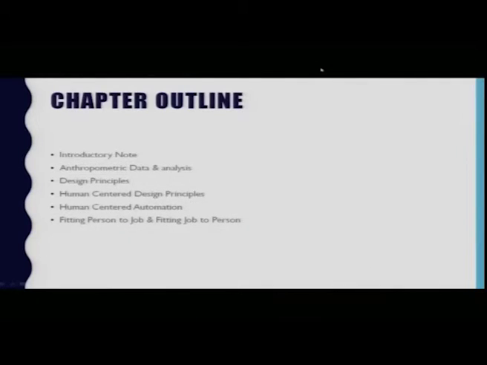So, in that context we will be moving towards our topic, human centered design, and we will be covering the introductory part, and then a new term that we will be discussing, that is anthropometric data and analysis, design principles, human centered design principles, human centered automation, and some sort of fitting person to the job and fitting job to the person, of which the basics we have covered in the previous lecture.